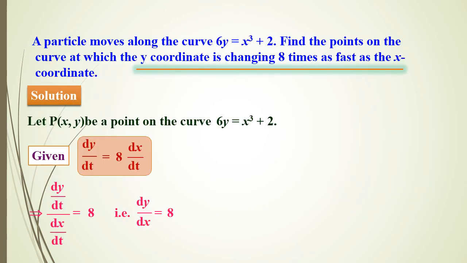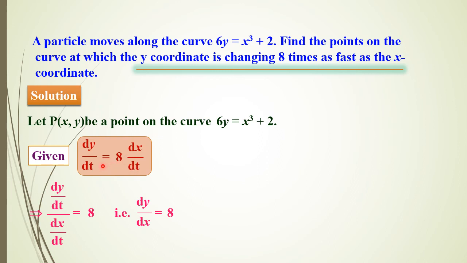In this question, a particle is moving along the curve 6y equals x cube plus 2, and they are asking us to find the coordinate points, that is x and y. Clearly, it is given in the question that the y coordinate is changing 8 times as fast as the x coordinate. Both coordinates change with respect to time, therefore it can be written as dy by dt equals 8 into dx by dt.